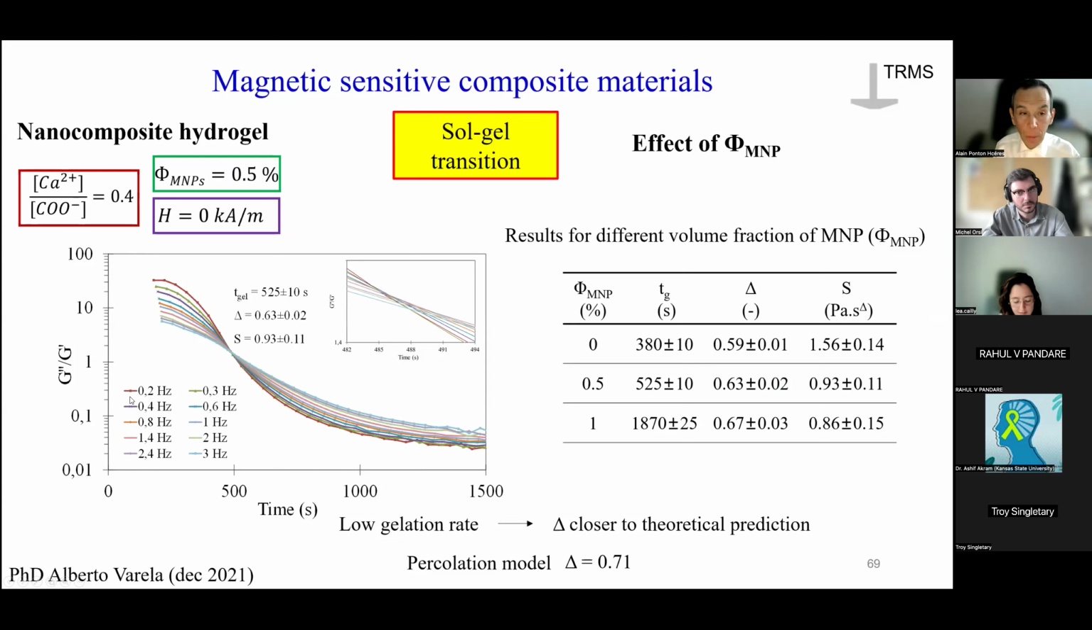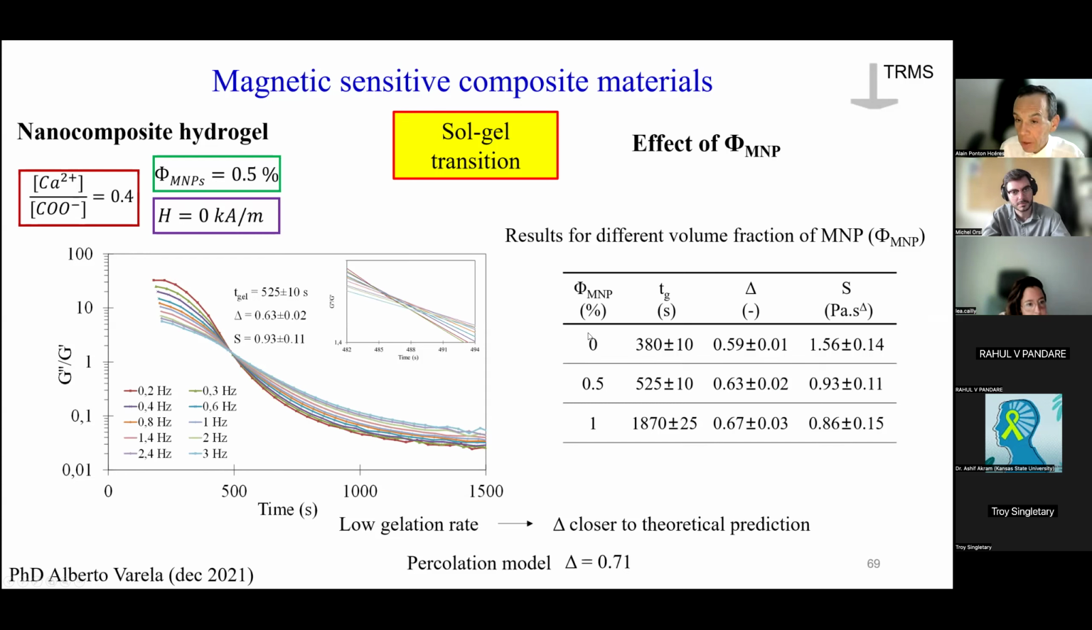So this is one example, without magnetic field. Here we plot loss modulus and elastic modulus for the time evolution of the system. For the different frequencies, we observe a crossover point. From this crossover, we deduce the gelation time, the gel stiffness, and the relaxation exponent.